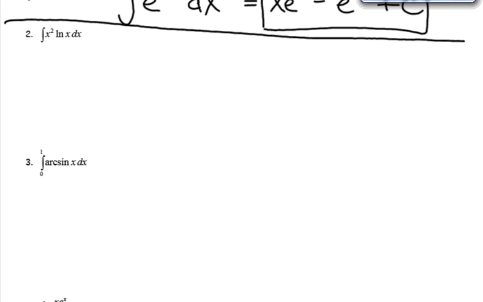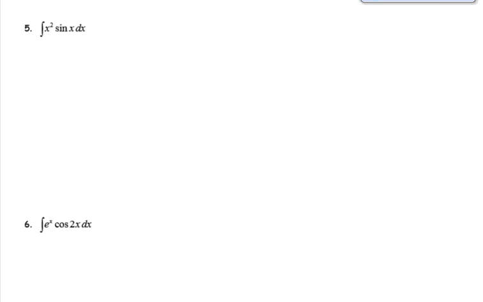So next, I'm actually going to skip around a little bit on these because I'd really prefer to skip to example 5, which is on the next page. I'm going to do that one next because I think it's only natural if we did an x with an e to the x, now let's do an x with a sine x. I'm going to save the natural log for a little bit later, and I'll show you why.